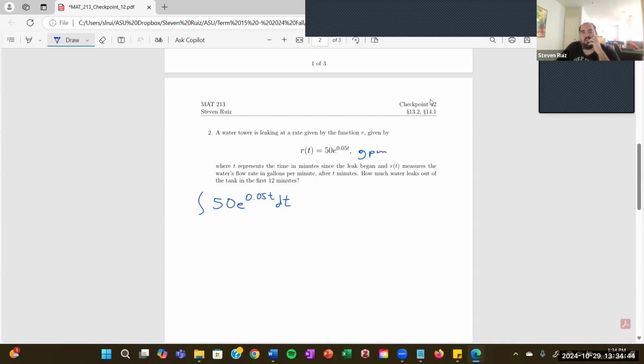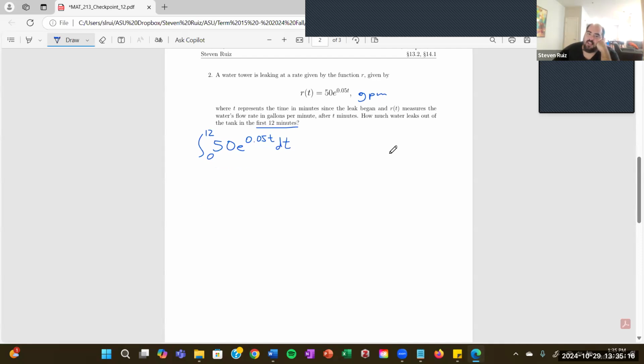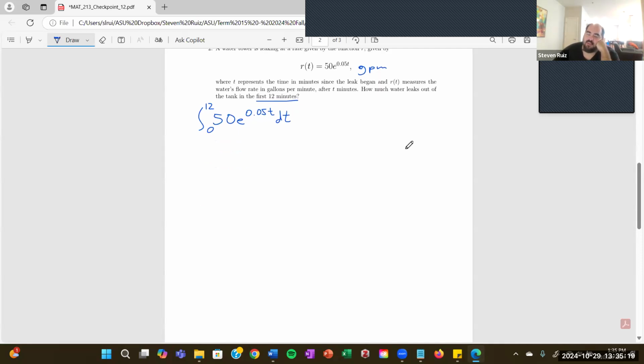But I don't just want to get a function, I want to get a number. And the way I get a number, I have to have limits of integration. So I have to know over what span of time I am going to integrate. In this case, it says I want to know the flow of water in the first 12 minutes. So if t is the time in minutes since the leak started, I want to go from 0 minutes all the way up to 12 minutes. So this is the integral that I need to evaluate. This will give me my value here.